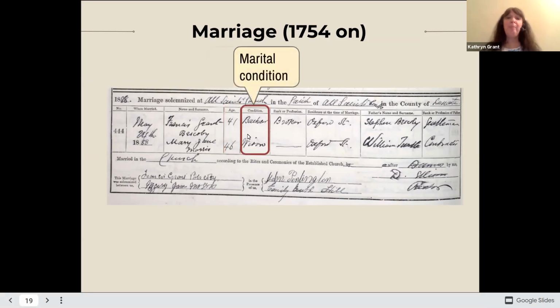And then we've got marital status. Notice that he is a bachelor, not previously married, but she's a widow. So she was previously married. And that's important because women would get married under their previously married name, but we're supposed to enter names in our family history programs like FamilySearch or Ancestral Quest or whatever under the woman's birth name to avoid confusion.